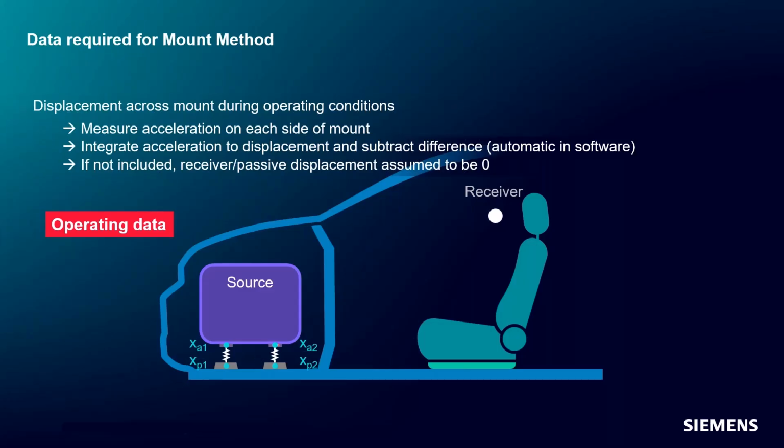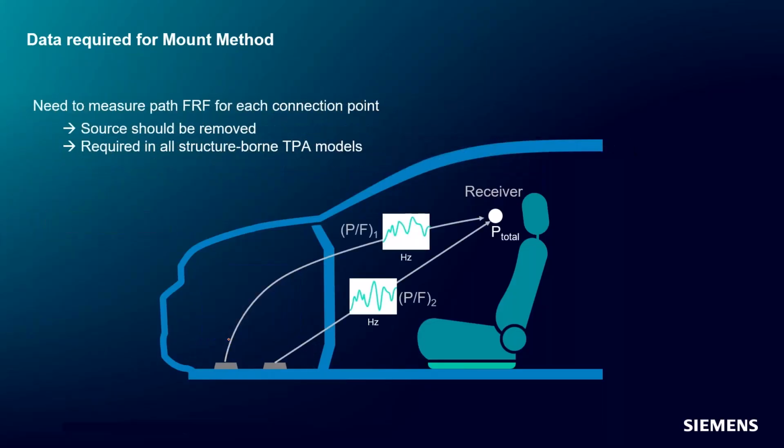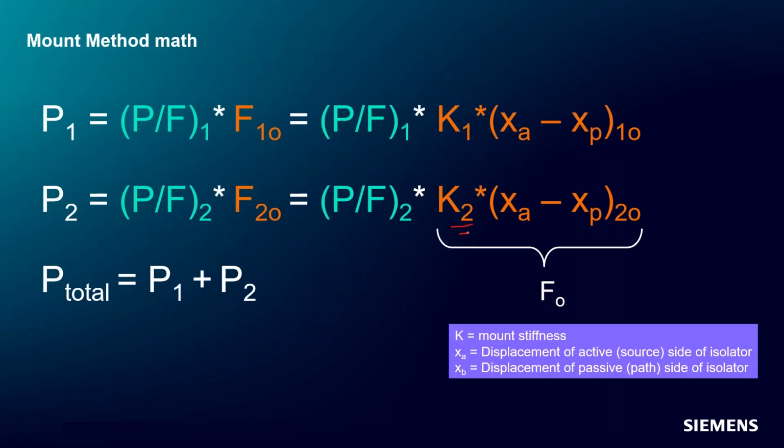In addition to the stiffness, we're going to measure acceleration on the active and passive side of the structure. So instead of just having a force here, we have double the amount of information because we have data on the active and passive side. We still have our FRFs, and with the mount stiffness and the displacement on the active and passive side, we take the operating displacements, subtract them, times the stiffness, times the FRF. This term will simplify to just the operational force, which we have there, and then we can go.